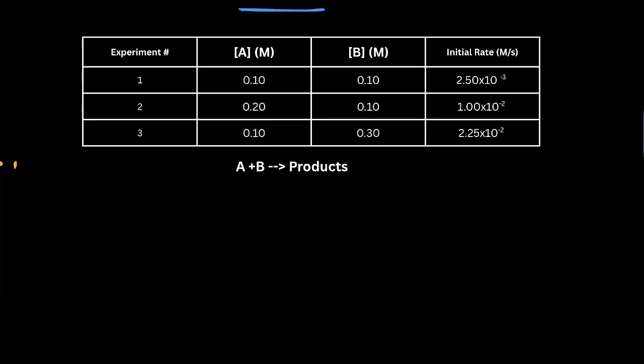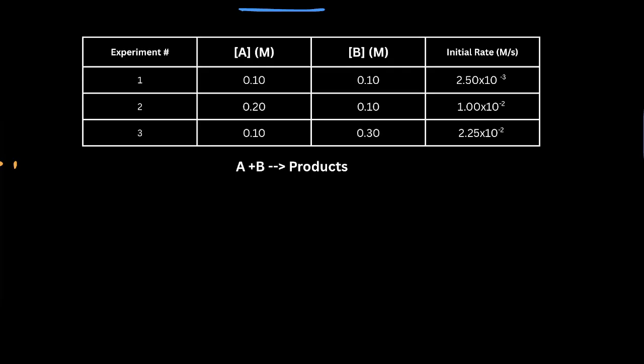So basically, if you're given this type of concentration and rates data, what you're going to want to do is often find the reaction orders with respect to each of the reactants and the overall order of the reaction. Writing out the rate law, all those types of things are things you could be asked. So let's start off with the rate law itself.